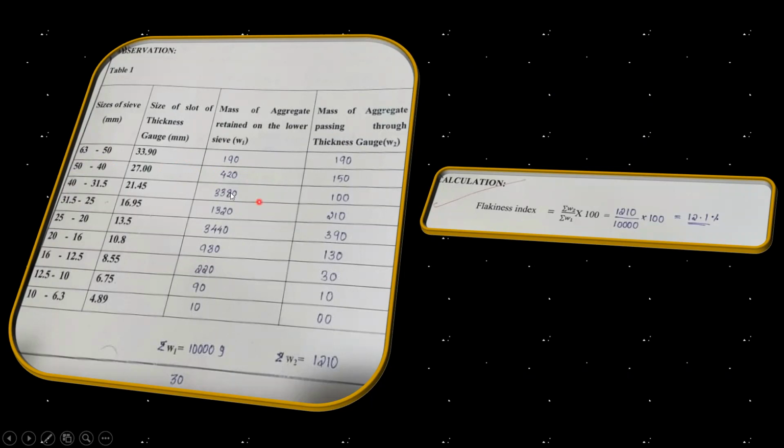So in this way, for each and every sieve you have to do. And finally, this W1 you are going to weigh. It comes out to be 10,000 gram. And the mass of aggregate passing through the thickness gauge has come out to be 1210. Now how do you find the flakiness index? Flakiness index is equal to W2 divided by W1 into 100. That is 1210 divided by 10,000 into 100. It comes out to be 12.1%, right?